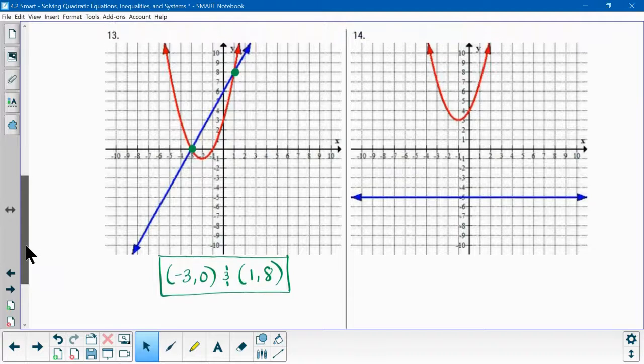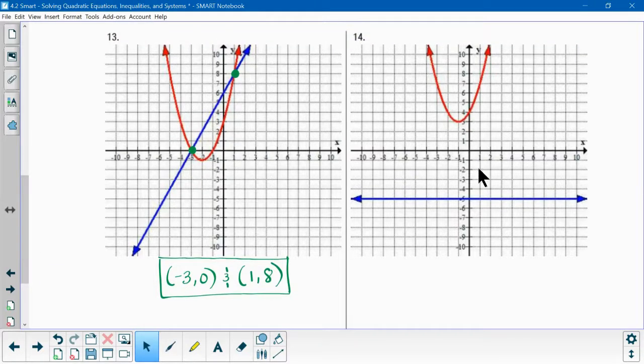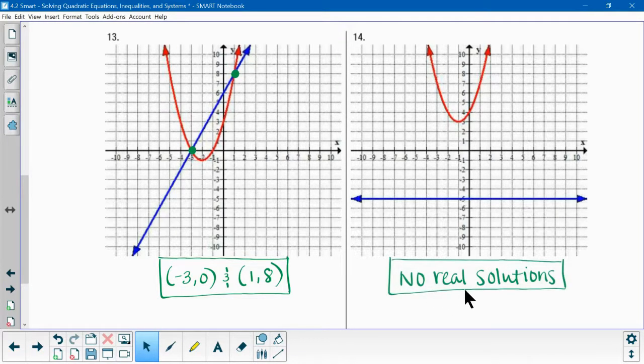Well, for number 14, it doesn't look like my quadratic and my horizontal line are ever going to cross. So because of that, I'm going to have no real solutions. And again, in a couple of lessons, we're going to go into the idea that while it might not have any real solutions, we could have some imaginary, and this one actually has two of them.